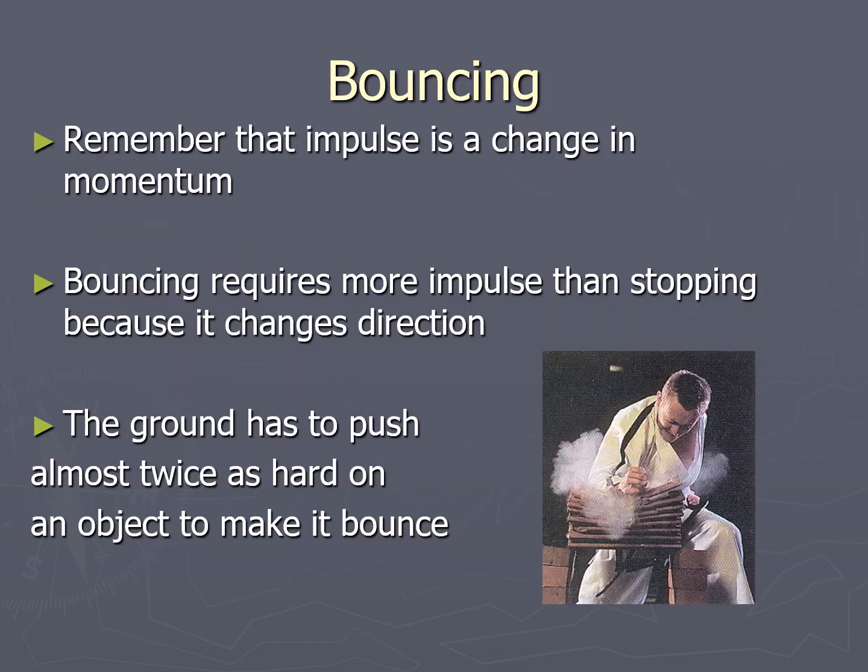So remember, the impulse is a change in momentum. And if an object falls and bounces, it actually requires more impulse than simply stopping because it's changing its direction. If you actually think about velocities, the change in velocity going from 3 to 0 is going to be less than going from 3 to -1, changing direction.